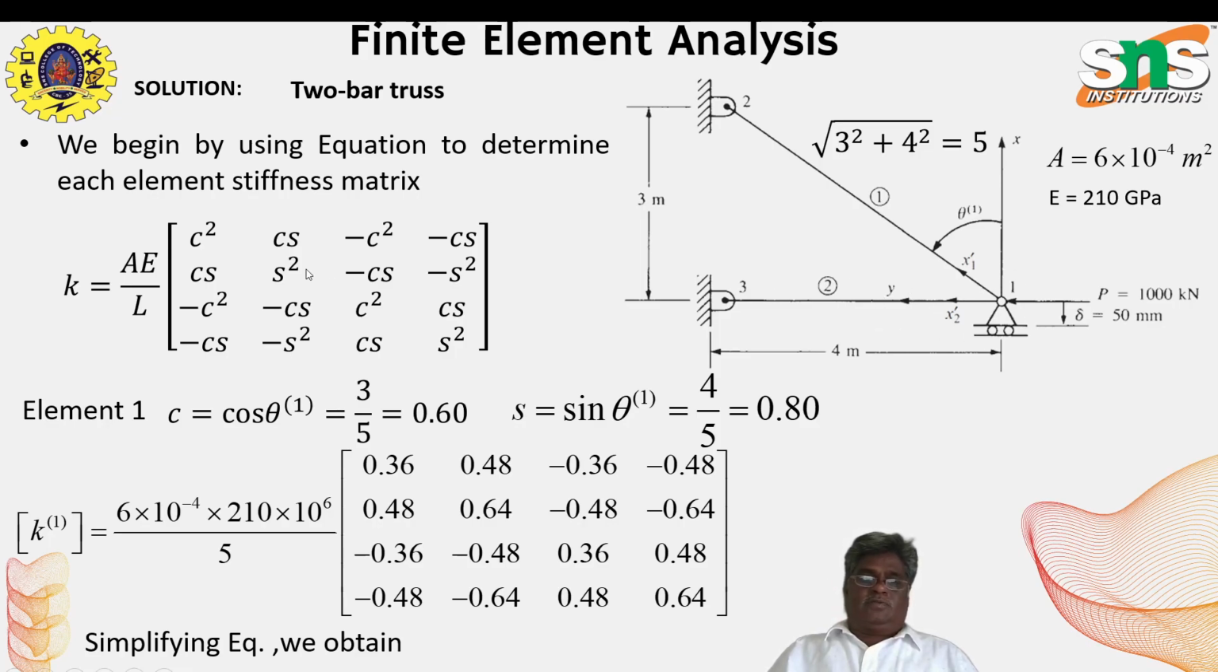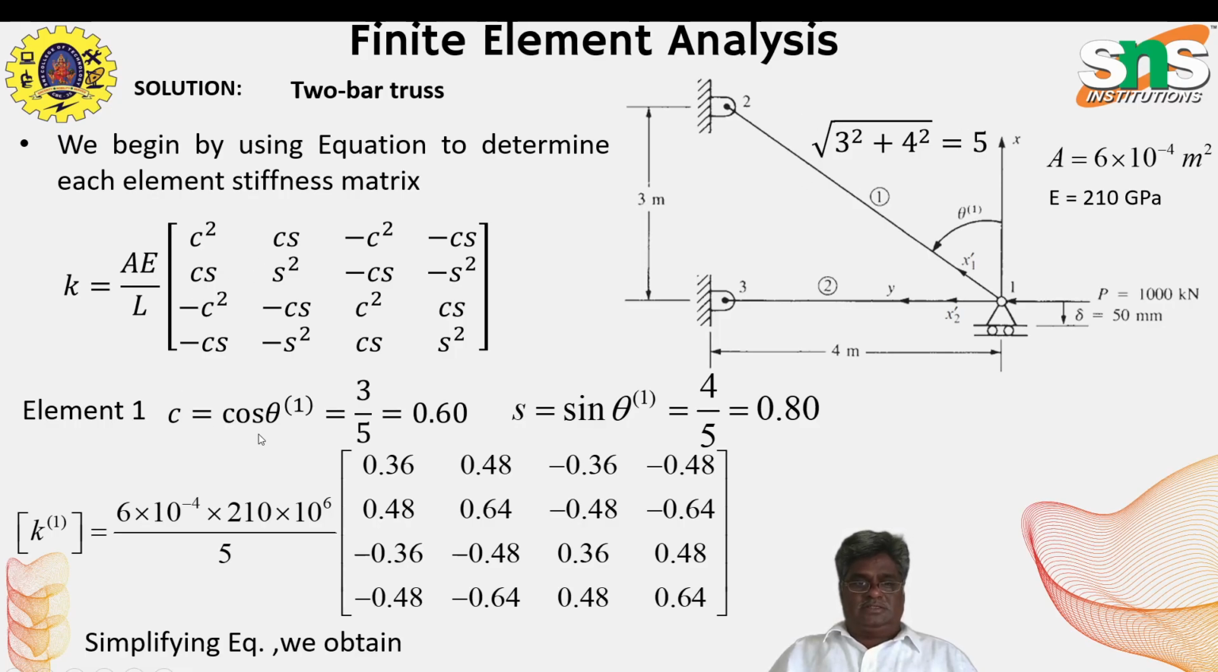So the formula for the stiffness matrix of element 1 is a 4 by 4 matrix. Area is given as 6 times 10 power minus 4. Young's modulus is 210 gigapascal. Substituting the values of area and Young's modulus, 210 power 6. Then the length of the element is 5.